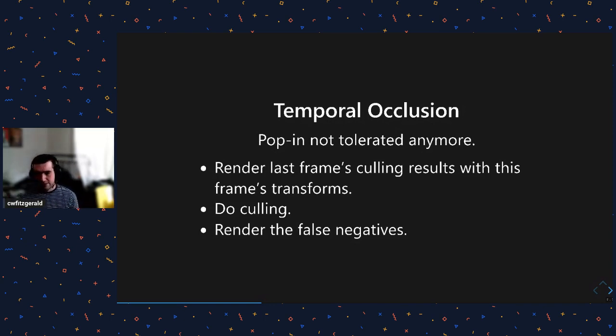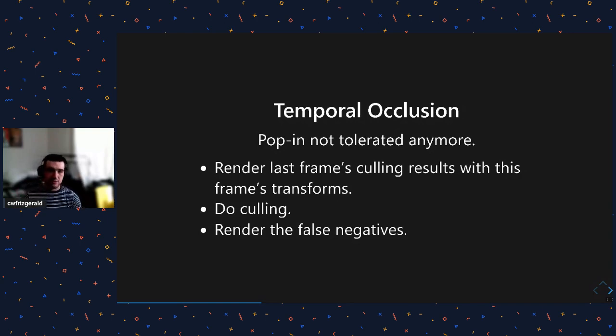One of the ways we can do this is when we start a frame, the first thing we do is render last frame's culling results with this frame's transforms. We've done all the culling for last frame. You take those and render them to the screen. That gives you a depth map of all of the objects and triangles that were visible last frame, and you can use that as a thing to cull against.